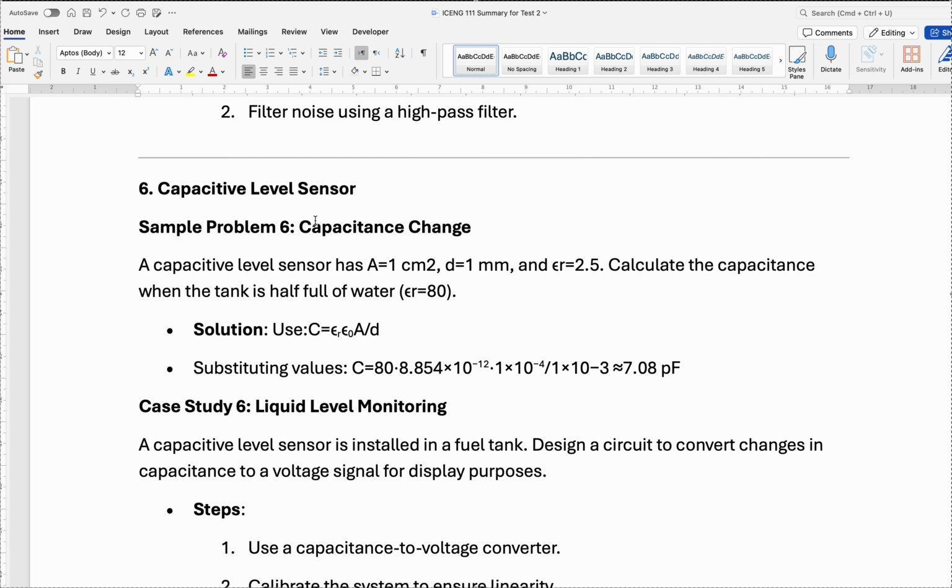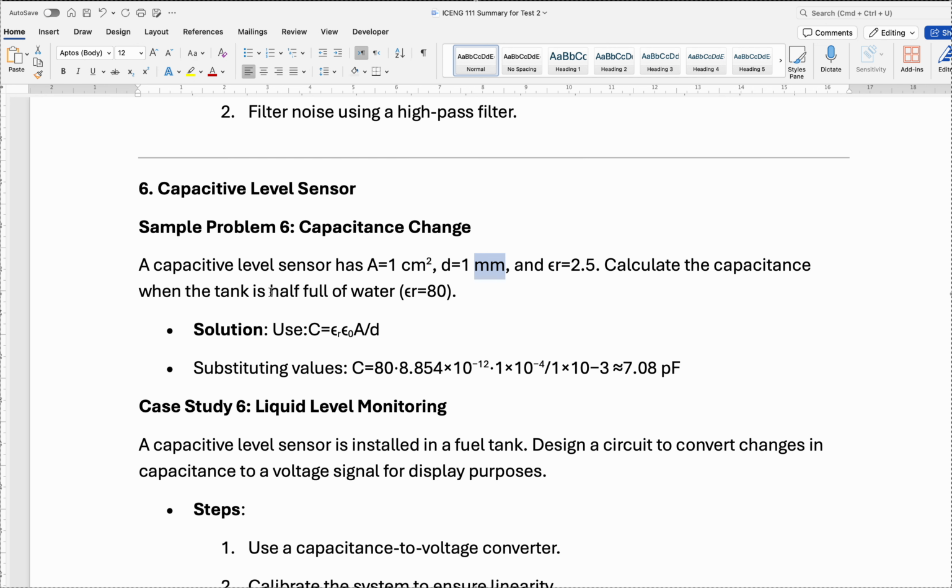Okay, great. Now capacitance level sensor. We know the capacitance level sensor uses this equation: C is equal to ER, which is the dielectric constant, into E naught, into area divided by D. We have area equal to 1 centimeter square, and D, the distance between the two plates, is 1 millimeter. So we just convert that to centimeter. So we have A divided by D, and ER, the dielectric constant, which is 2.5. So we are going to substitute 2.5.